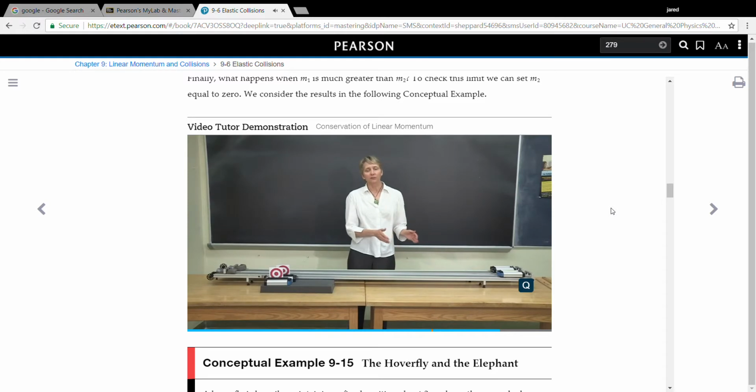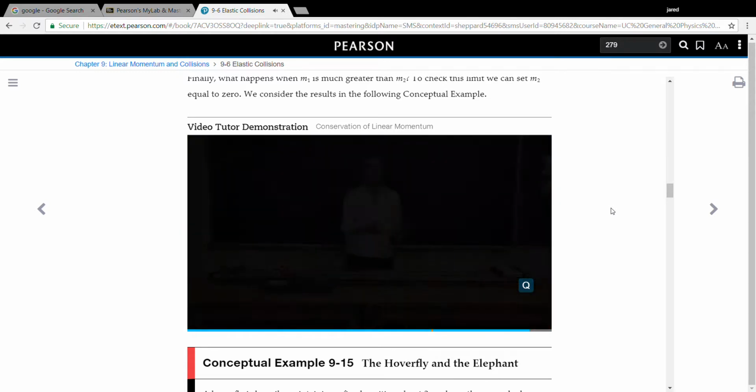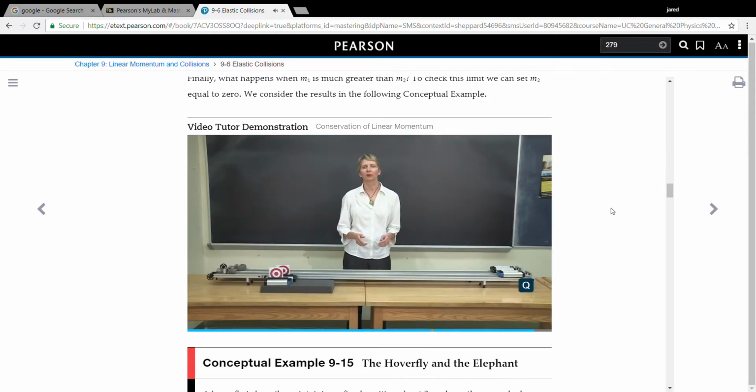When the launch cart comes to a rest after the collision on this first track, all of the forward momentum must be transferred to the target cart. When the launched cart rebounds on the second track, it has a backward momentum after the collision. This means that the target cart must have a greater forward momentum so that the total momentum of the 2 carts adds up to the same initial value.